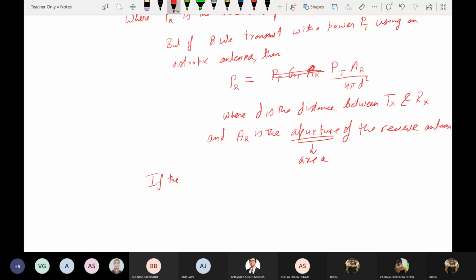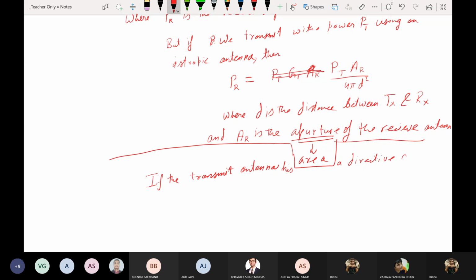If the transmit antenna, sorry, this one has a directive gain GT. You know what is the directive gain of an antenna?